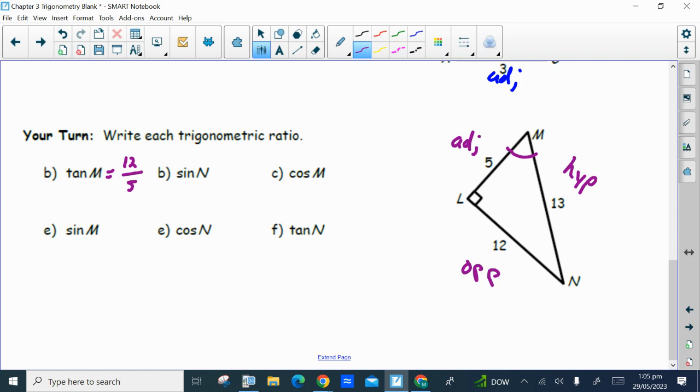So let's finish off the other two ratios from angle M. The cosine of M. Cosine is adjacent over hypotenuse. 5 over 13, again, between 0 and 1.